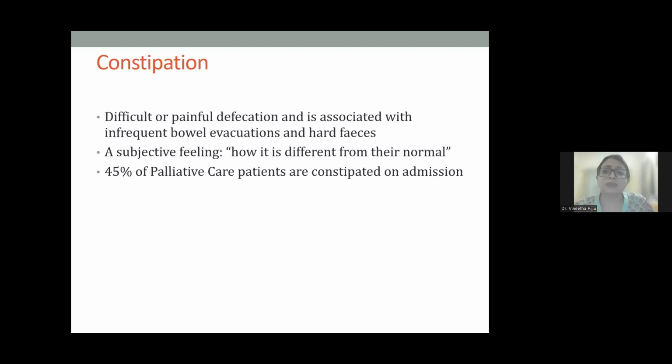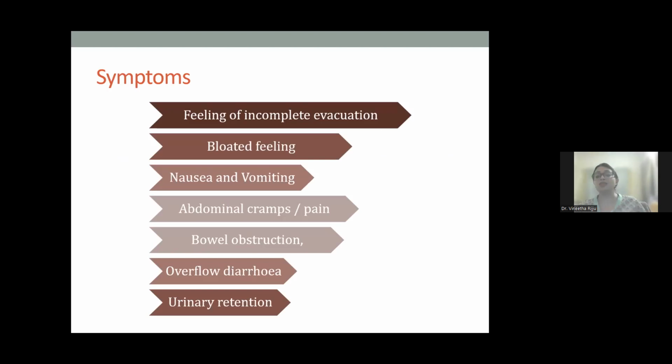So you need to sometimes ask even leading questions for that. And the whole subjective feeling of how it is different from their normal. Like I said before, sometimes once in 2 days, once in 3 days is normal for them. 45% of palliative care patients are constipated on admission, and that is why we need to understand a lot more about constipation. It is a feeling of incomplete evacuation.